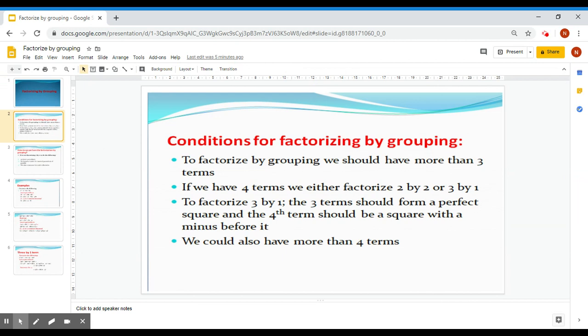To factorize 3 by 1, the three of them should be a perfect square and the fourth should be a square with a minus in between. Now we are going to do some exercises so that you can understand better.